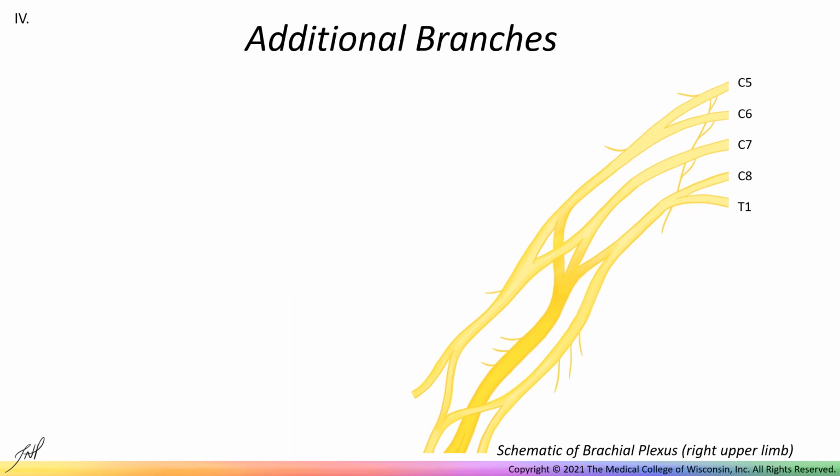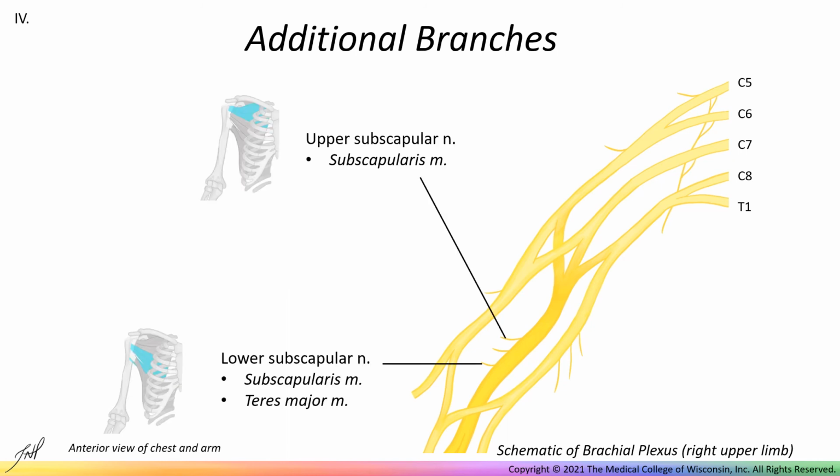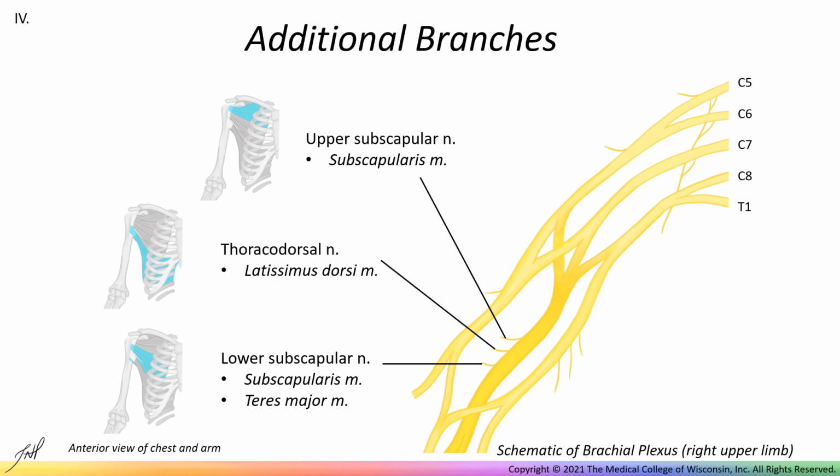Finally, there are 3 branches off the posterior cord. The upper and lower subscapular nerves work together to innervate the subscapularis muscle. Lower subscapular also innervates the teres major muscle. The thoracodorsal nerve branches off the posterior cord and travels inferiorly to innervate the latissimus dorsi muscle.